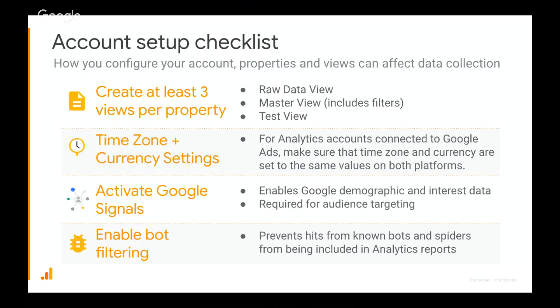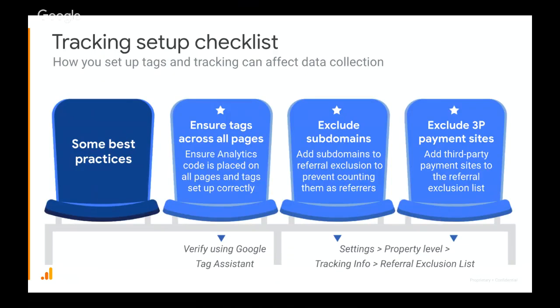Similarly, exclude third-party payment sites you use within the user journey flow. So continuing from the XYZ telco example, if the website uses a payment gateway to process a payment, that payment gateway has to be included in the referral exclusion list. User journey data will be broken if this isn't done. So you'll see lots of one-page conversions at the thank you page that you can trace back. So again, ensure tags across all pages. And second and third here on this checklist, exclude subdomains and exclude third-party payment sites.